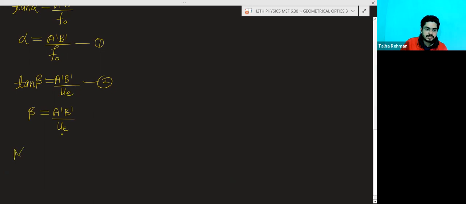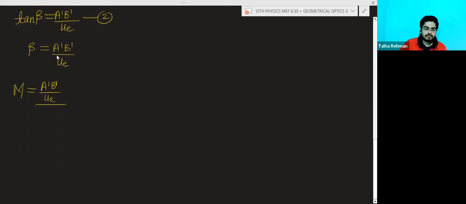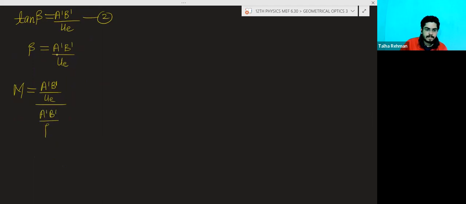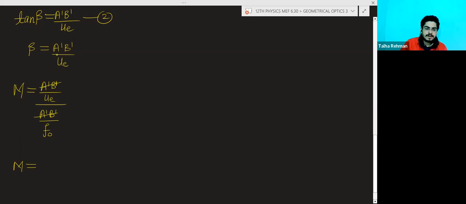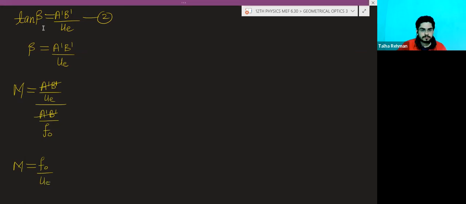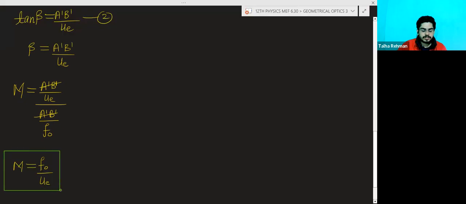Now find the magnification, beta by alpha. Beta is A dash B dash divided by UE, and alpha is A dash B dash divided by FO. So for the magnification, this A dash B dash will be cancelled out, and you will have FO divided by UE. This will be the magnification of the telescope.